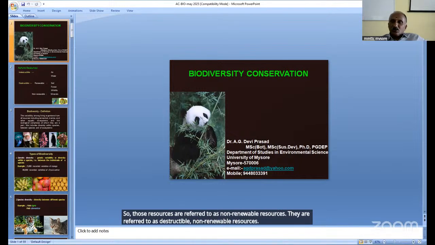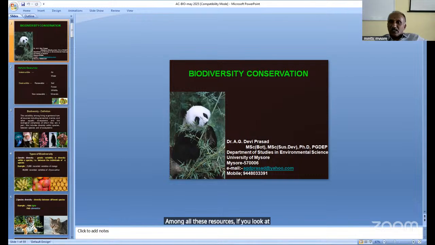Among all these resources, air, water, soil and minerals are non-living resources, while forest and wildlife are considered to be the living resources. What is a forest and what is a wildlife?